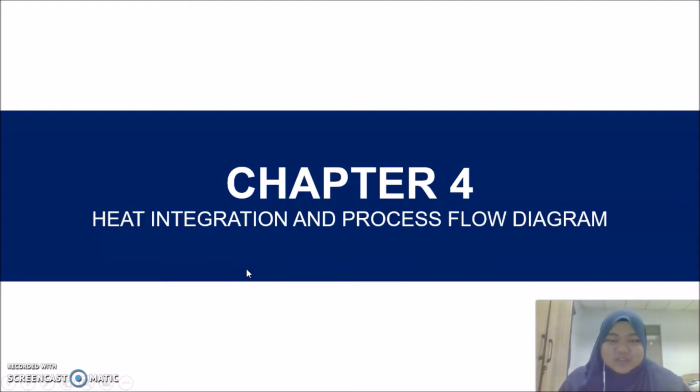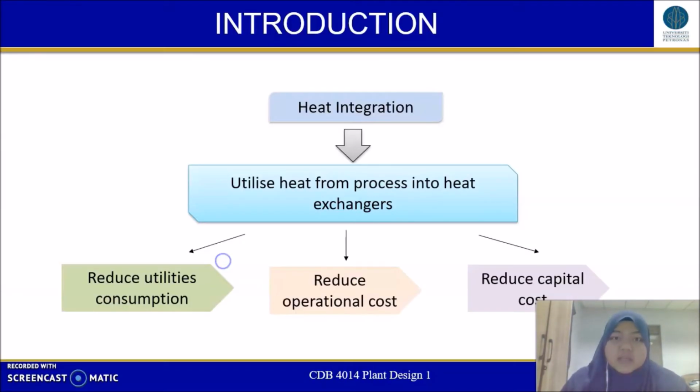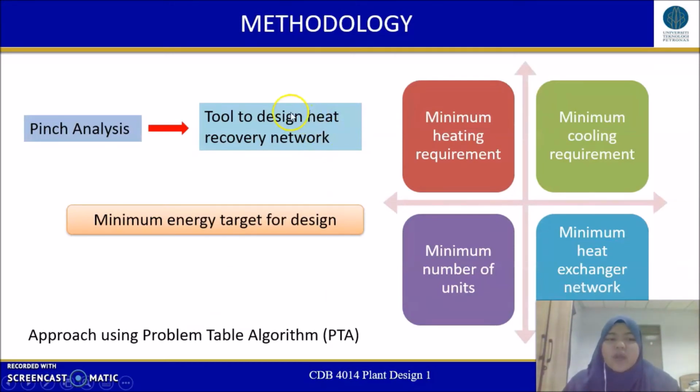My name is Adriana Zudi binti Lufia Mezudi and my ID is 23704, and today I will explain about the heat integration and also the process flow diagram. Heat integration is a process to utilize the heat that is produced from the process to be integrated into the heat exchanger. This will reduce utilities consumption and also reduce the operational and capital cost of the process. To do this, we have an approach of pinch analysis, which is a tool used to design the heat recovery network.